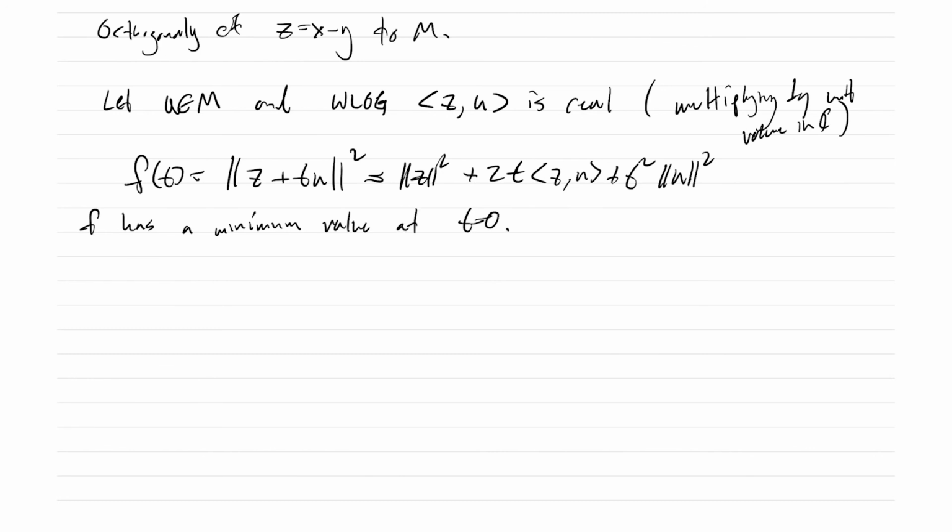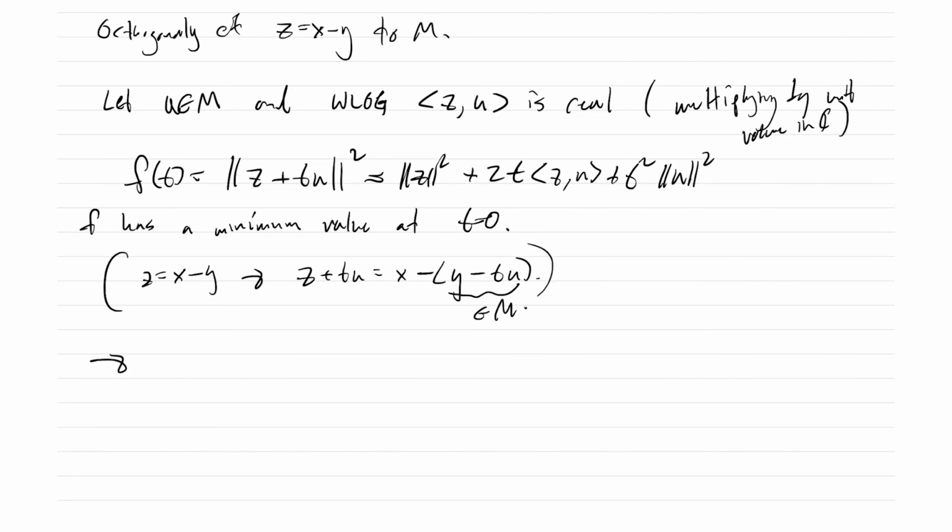And how do we know that? Well, since z is equal to x minus y, that says that z plus tu is equal to x minus y plus tu, and this is inside of M. So the smallest that this could possibly be is when t is equal to 0, because all the other ones are not the unique value y that makes this the minimum. So that is our explanation of that.